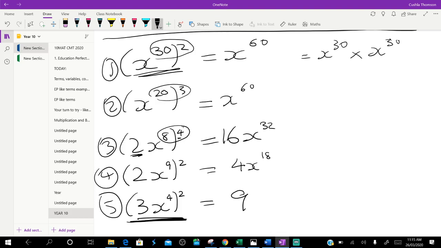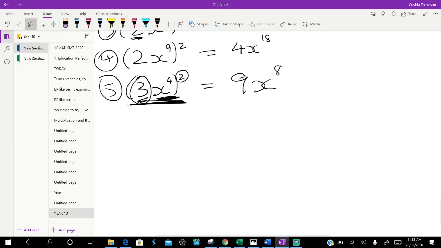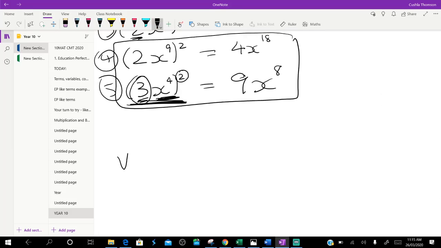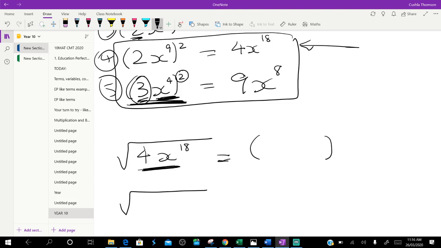Okay, so with the last one, what we get is 9x to the power of 8, right? So with the 3, we're squaring the 3. And with the x to the power of 4 squared, we get x to the power of 8. So now, let's go backwards, and I'm just going to leave these two up on the screen. If I say, find me the square root of 4x to the power of 18, it's got to be the thing that when I square it, gets me back to this, right? And we just did that up here, right? And so when I have the square root of 9x to the power of 8, it's got to be whatever thing squared will get me back to this.